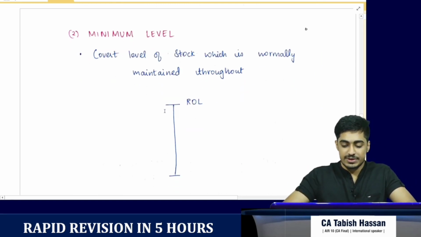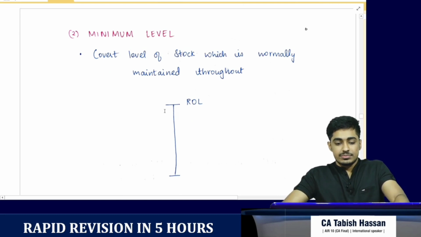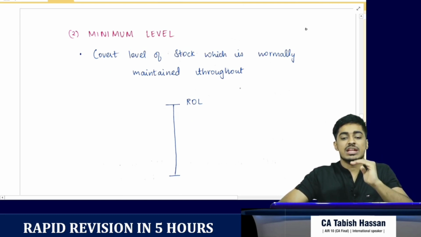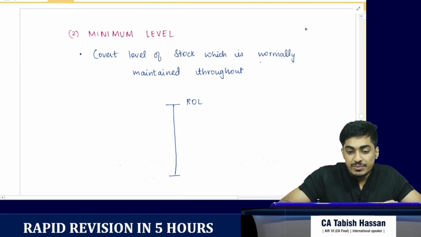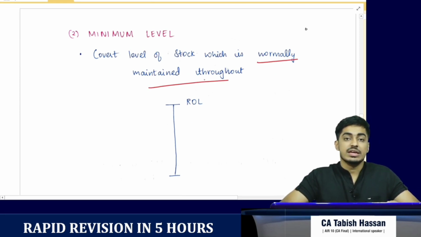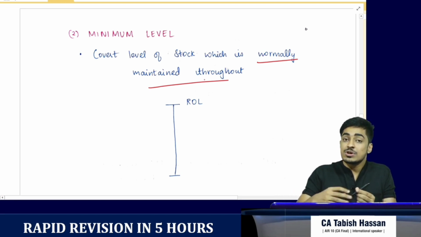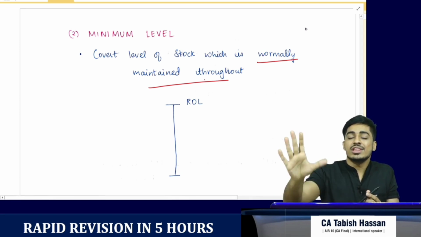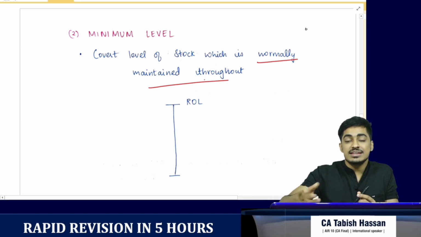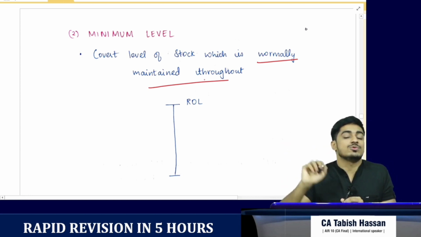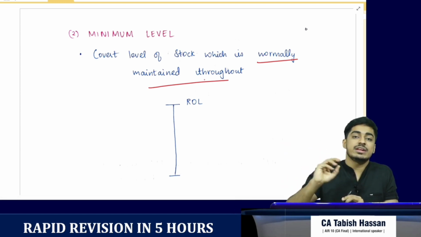Next, coming to minimum level. What is minimum level? It is the lowest level of stock which is normally maintained throughout the period. It is not the lowest level of stock that is possible. The lowest level of stock possible is 0. I can use all the units and be left with nothing. That is 0, and that is of no use. I want to see what is the lowest level of stock which is normally maintained throughout the period.